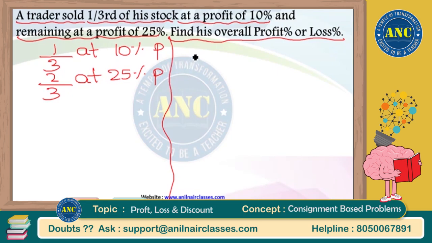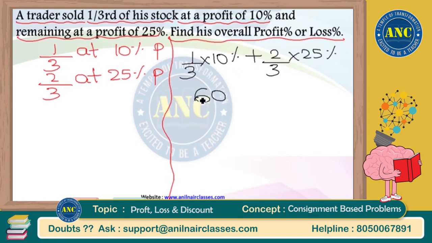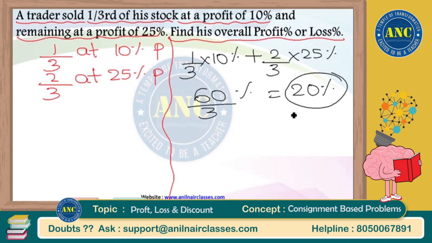That means overall profit is 1 by 3 into 10 percentage. It is 10 by 3. 2 by 3 into 25 percentage. It is 50 by 3. 10 by 3 plus 50 by 3 is 60 by 3 percentage. 60 by 3 overall is 20 percentage.